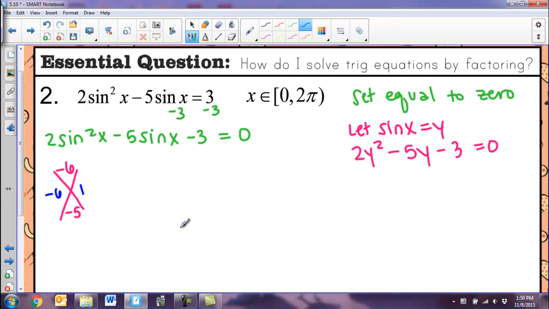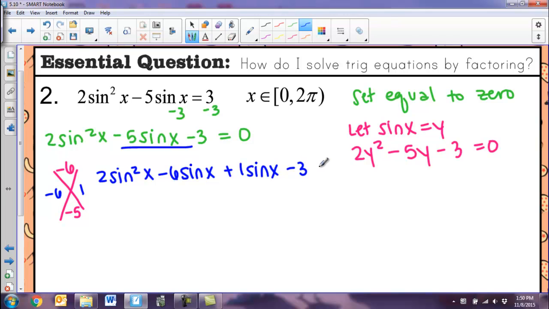Okay, and so then I'm just going to break out my middle term based on my little x here. So I have 2 sine squared x minus 6 sine x, sorry. Okay, and then I'm going to add 1 sine x. Again, I'm just using these things right here. Minus 3 equals 0. And now I'm going to do my grouping thing.